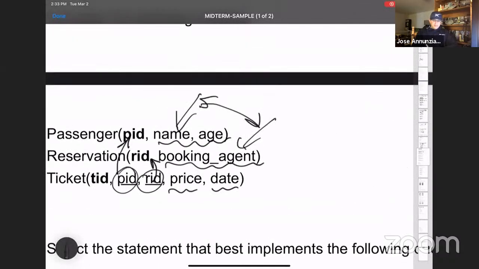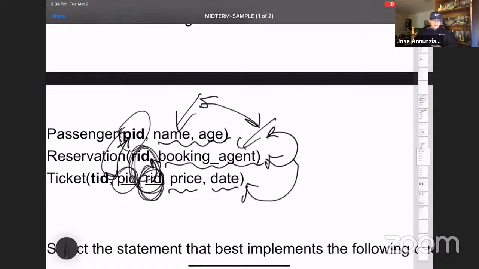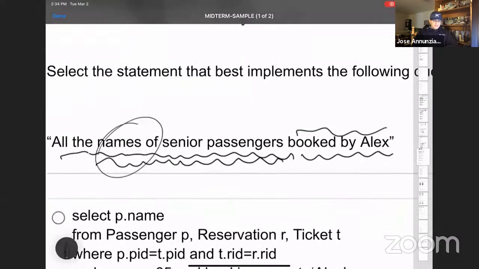Notice that there's no way to get from the reservation to the passenger. The only way to get between the two is through the ticket. So we need to join all 3. We need to make this one equal to that one, and then this one equal to that one. We're going to need to join these 2. So let's do that.